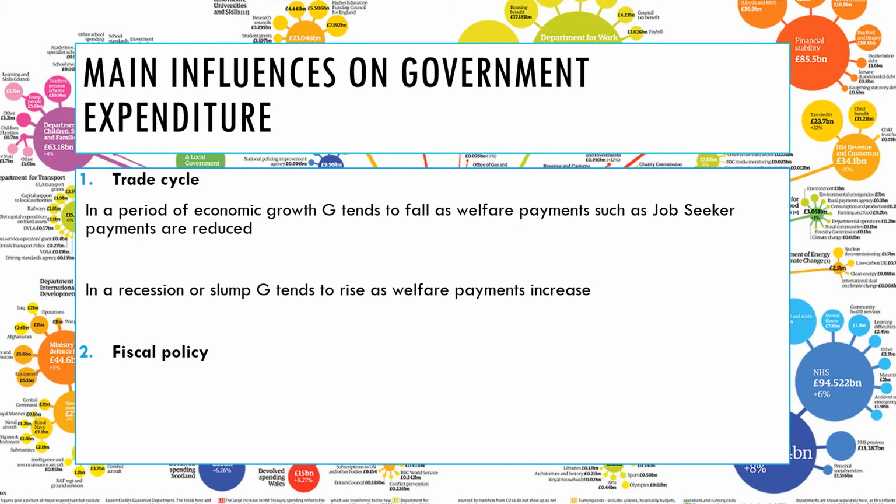Now, in a period of economic growth, government expenditure tends to fall. As we saw right at the start of this video, a large part of government spending is made up by welfare payments, such as job seekers payments. And if the economy is doing well and national income is rising and people's incomes are rising, then there is less of a requirement for government to make these payments. So the amount the government spends would typically reduce. In a recession or a slump, it tends to be the opposite. Government spending tends to rise as welfare payments increase.